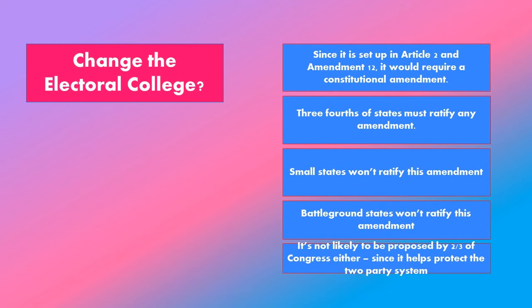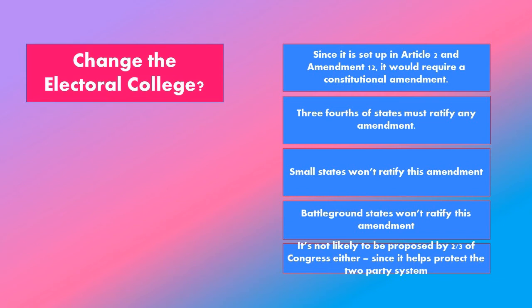But we just learned that small states are more important in the election than they should be because of the Electoral College. So small states are not going to ratify an amendment that makes them less important in the presidential election. Battleground states, some of those swing states, like Ohio and Florida, get a lot of attention in the presidential election, and they don't want to give that attention up. You saw the millions of dollars spent in those states. So battleground states would not ratify this amendment either. Any state that had been a battleground state recently would not ratify this amendment. So this amendment is never going to get ratified.